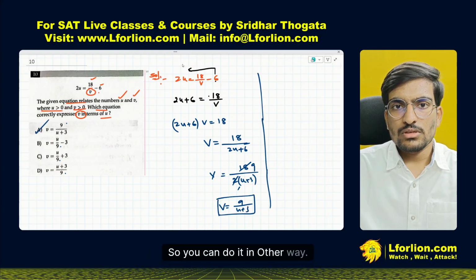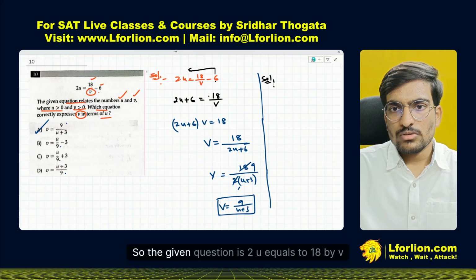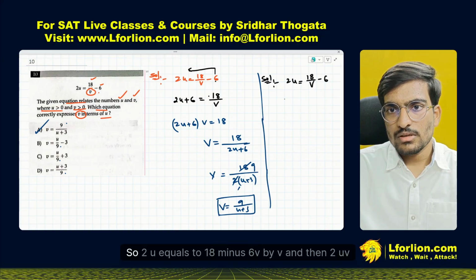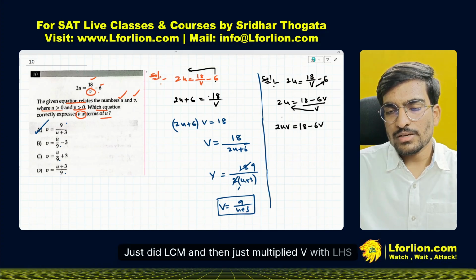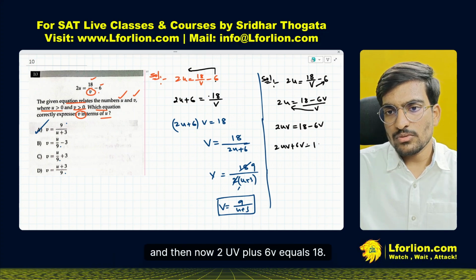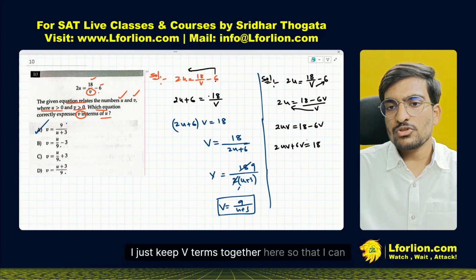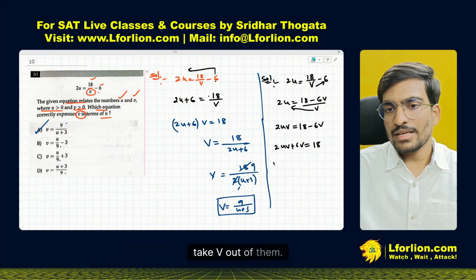So you can do it another way also. Let me solve. The given equation is 2u equals 18 by v minus 6. So 2u equals 18 minus 6v by v, and then 2uv equals 18 minus 6v. I just took the LCM and then multiplied v on the left-hand side. Now 2uv plus 6v equals 18. I keep the v terms together here so that I can take v out of them.